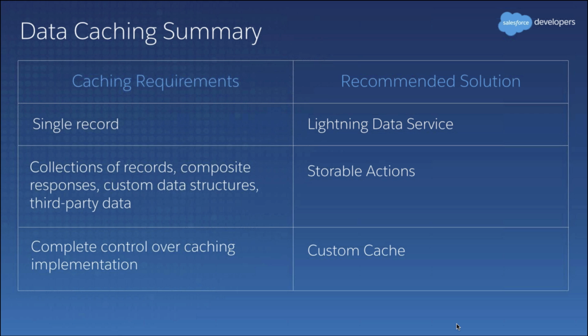Let's quickly summarize the different options. If you're looking at caching records, maybe on a record page, then the data service is really a very good solution for that. If you're looking at caching essentially anything else, like list of items, collections, or maybe data coming from a REST service, then storable actions are a great solution for that, because storable actions don't care about what you cache. It's any kind of response that you can cache. And then finally, if you want full control over the caching implementation, that's when you want to use custom cache.